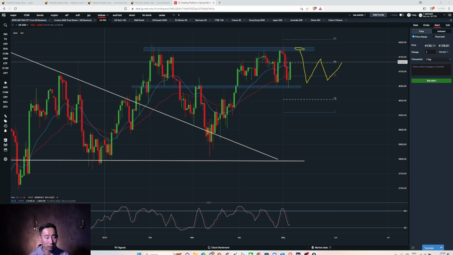But from the top channel through here, 4,150 area back to 4,040, I still got about 100 points to capitalize. So not too bad if you know how to use price action or smaller time frame to your advantage, then great.